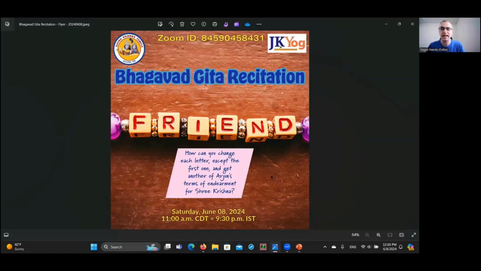But the question is, how can you change each letter except the first one and get another of Arjun's terms of endearment for Sri Krishna? Think about that, ponder about it, whether you were in class or not, and hopefully you'll be able to get the right answer and understand its connection.